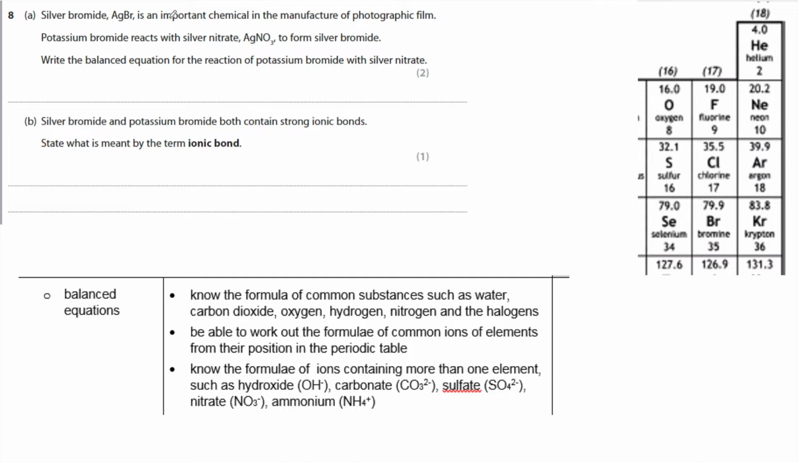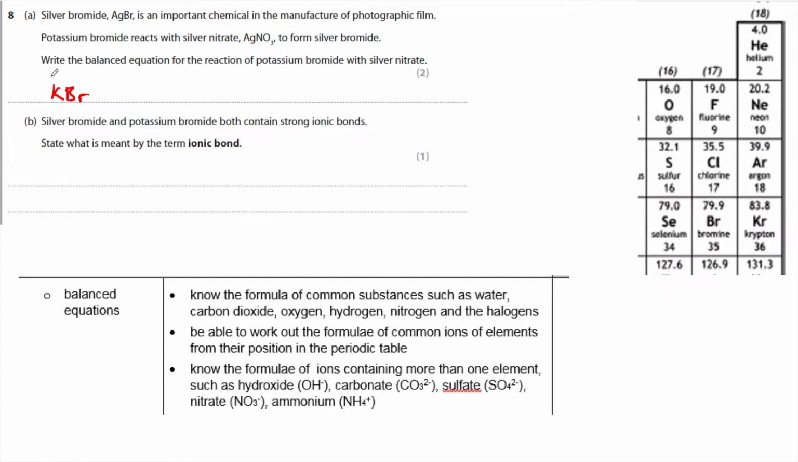Well, first of all, they've given you the formula of silver bromide and silver nitrate to help you get started. So we're told potassium bromide reacts with silver nitrate. So we've got potassium bromide, well, potassium and bromine. The reason why they've given you these formulas is you're not expected to know the charge on a silver ion, but you are expected to work out the formula for potassium bromide.